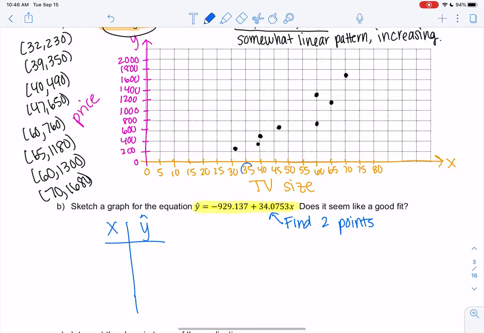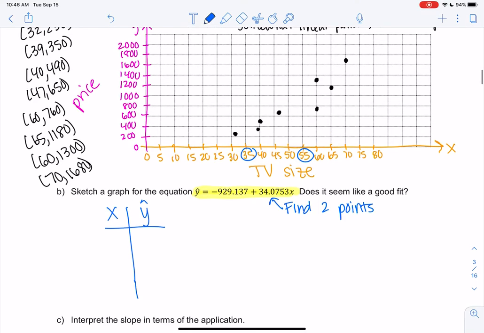I think I'm going to pick 35, and normally I have a class pick if we're in person. But since we're not, I get to pick, how about 55, right? If you want, you could pick 70, you could pick 80, 45, just somewhere in that general region. We don't want to go too far this way or too far this way. But we get to pick any X's we want. So let's do 35 and 55. You can pick different numbers.